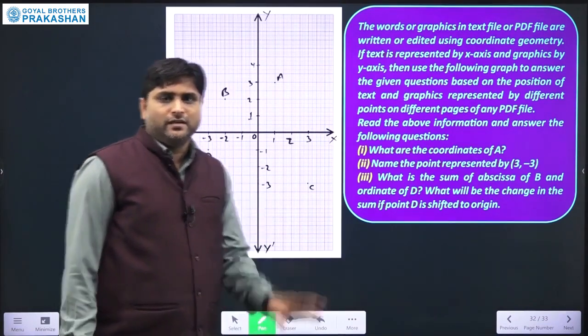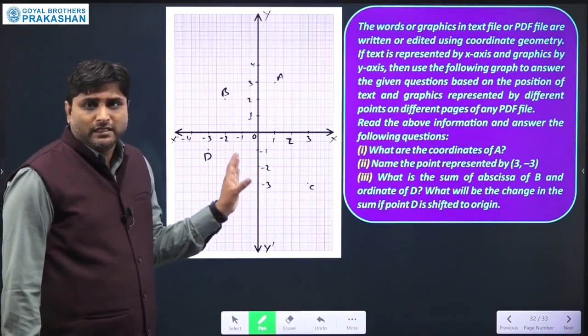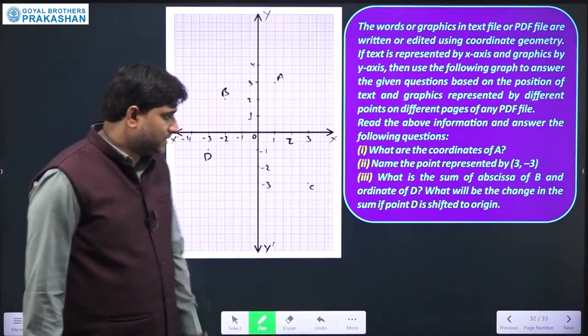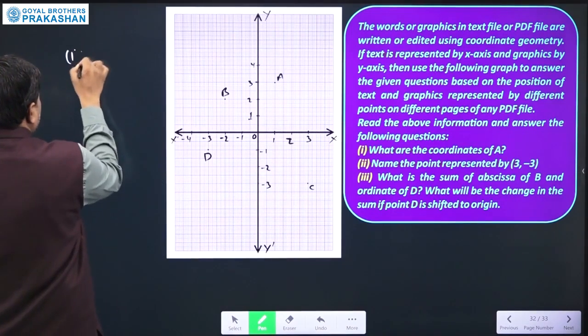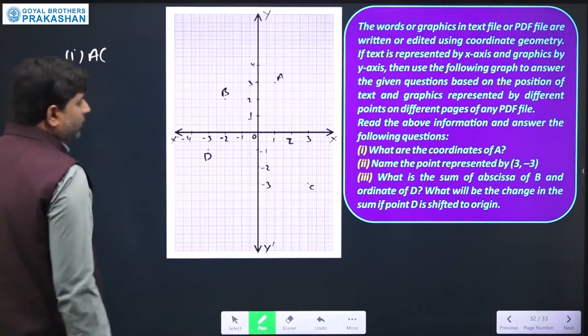So dear student, the information is given in form of graph. We have to answer the questions. So first question is, what are the coordinates of A?